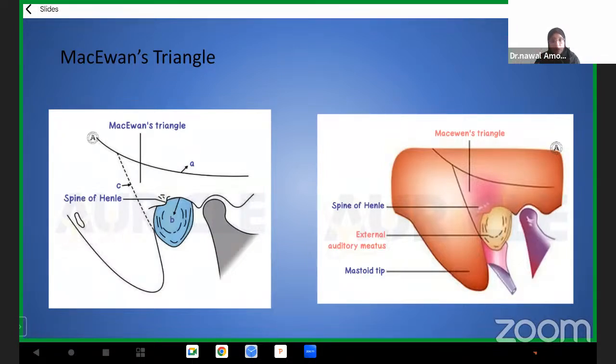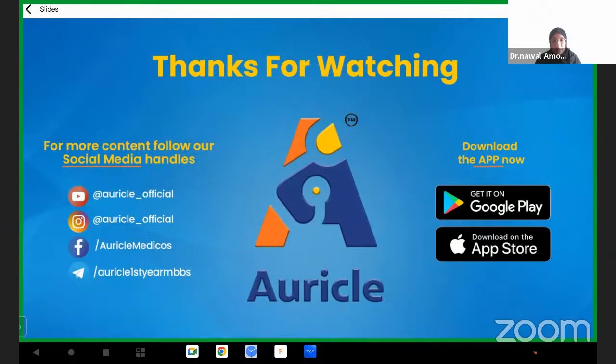So it is enough for you to draw this diagram in the exam, where you can see the spine of Henle, the external auditory meatus, and the mastoid tip. If you touch behind your ear, what you can feel is your mastoid tip. And above that, there's a triangle known as McEwen's triangle. Okay, so I think we're done with this.